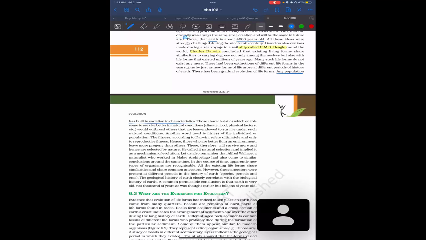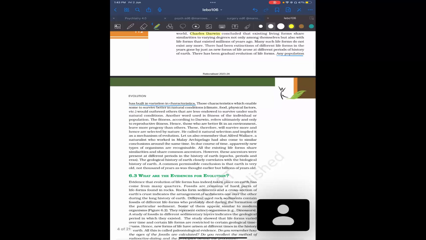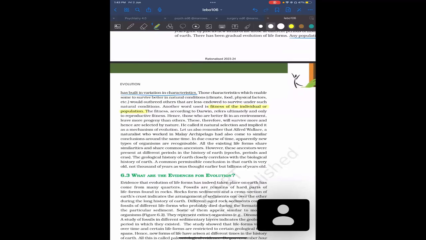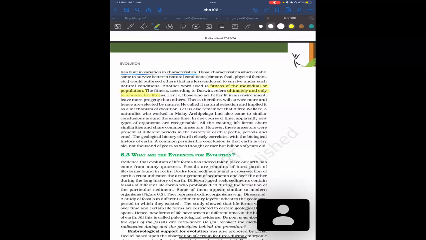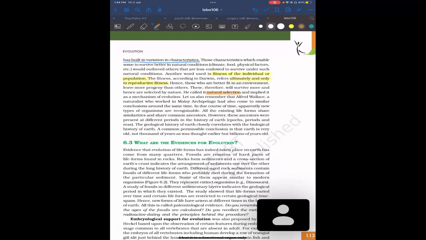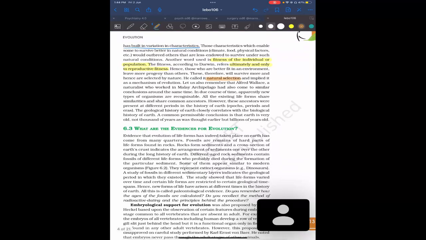Now he gave a few ideas and theories, which were fitness of the individual or the population, and ultimately and only to reproduce fitness. Okay, it is the survival of the fittest. So Darwin called it natural selection. And then came the scientist Alfred Wallace.